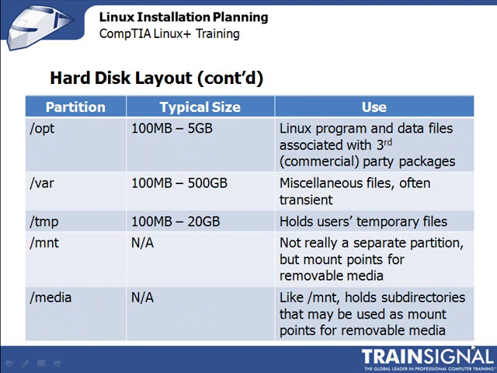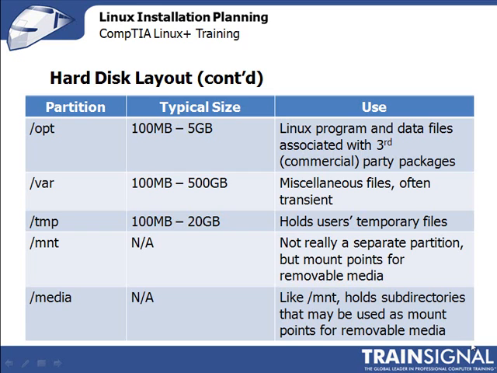var is sort of a catch-all that holds miscellaneous, often transient files associated with day-to-day computer operations. This directory is typically seen with servers that use server-related files like mail queues. MNT is not necessarily a partition, but its subdirectories are used as mount points for removable media like CD-ROMs. And the /media directory has much the same functionality.